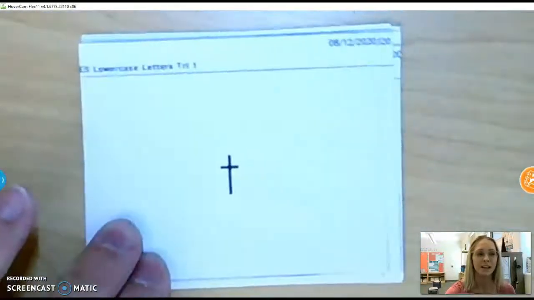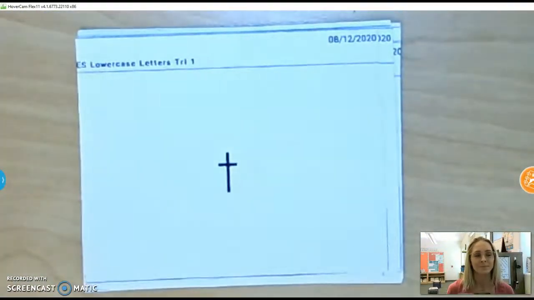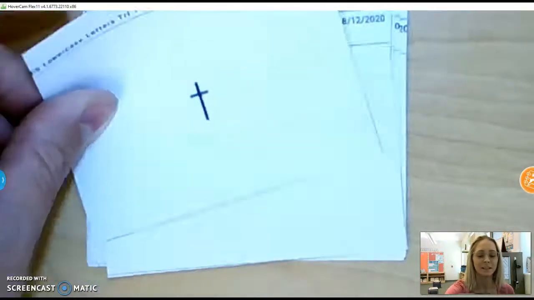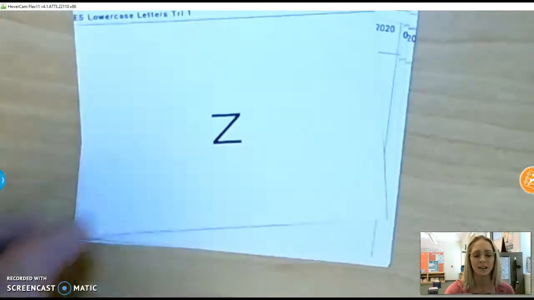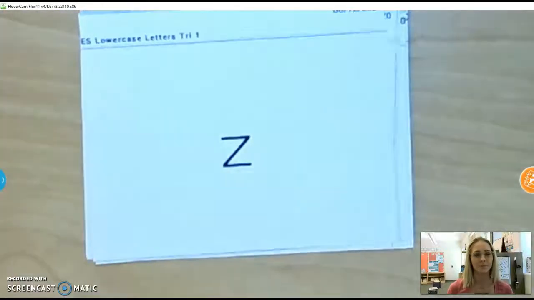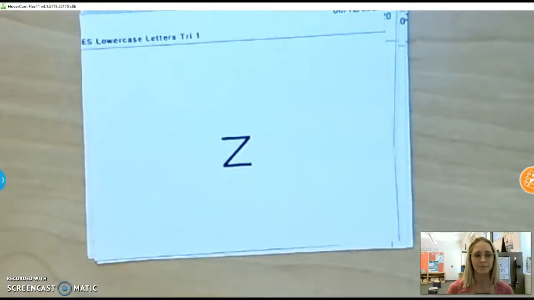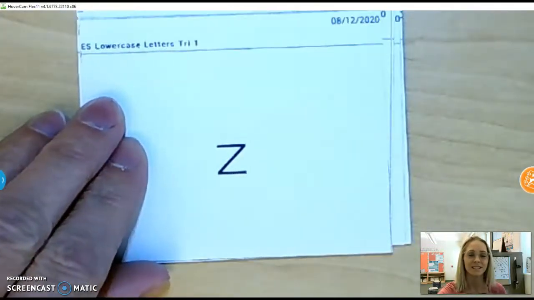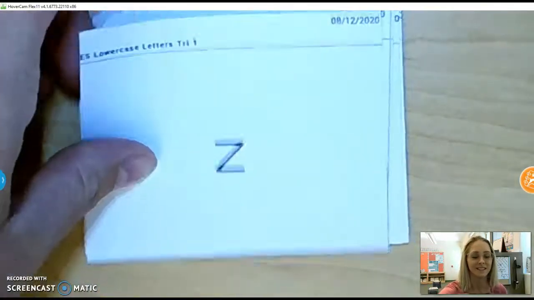What letter is that? That's the letter T. Say T. Its sound is T. T, T. Great job. Okay. How about this next letter? What letter is that, and what sound do you think it makes? That's the letter Z, and it says Z. Say Z, Z. Nice. Good job.